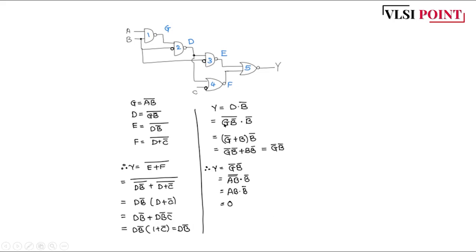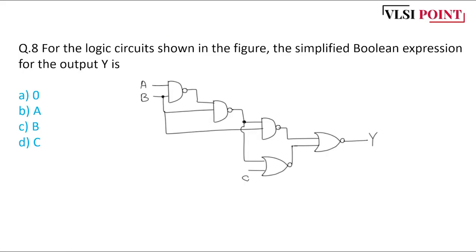What is D? D is G B bar whole bar into B bar. So simplifying further, we get G bar into B bar. Okay. But we know what G is, AB whole bar. So AB whole bar and its bar. Okay. So the bar gets cancelled. AB into B bar. AB into B bar is nothing but 0 because we have B and B bar in multiplication. So the answer is 0. Option A.